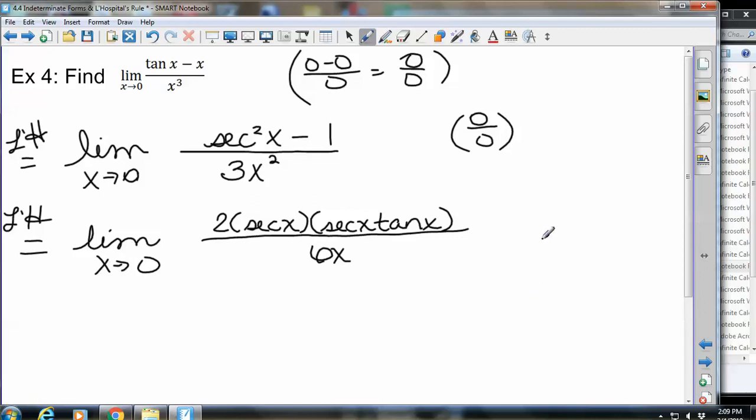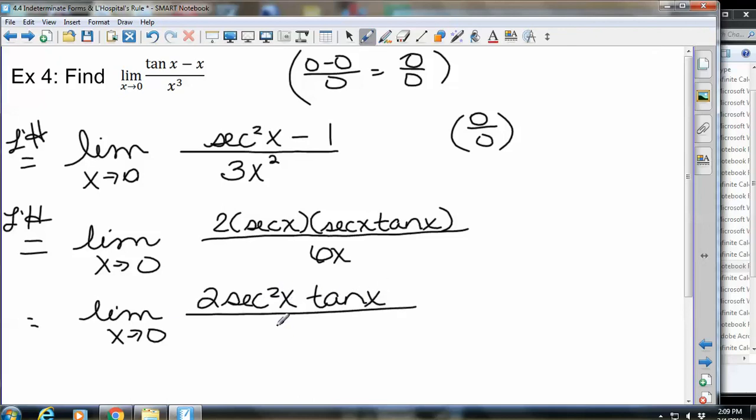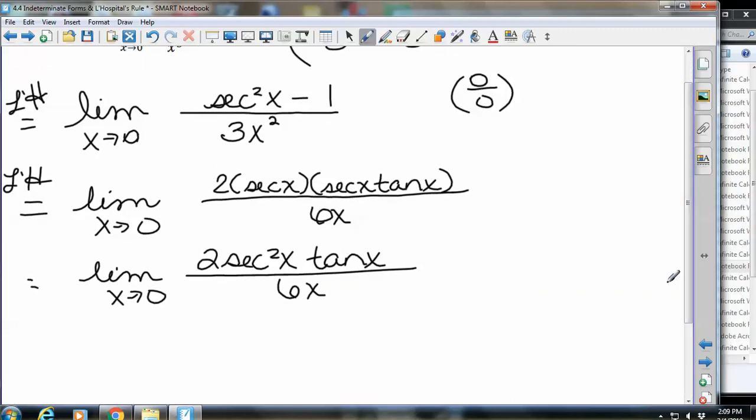Okay. This is not looking real pretty, is it? We could simplify. This would give me 2 secant squared x tangent x over 6x. Okay, if I go to evaluate this, secant squared of 0 would be 1. So 2 times 1 times tangent of 0 is 0 over 0. Do you guys want to keep doing L'Hopital's, or do we want to think about if we have any old tricks?